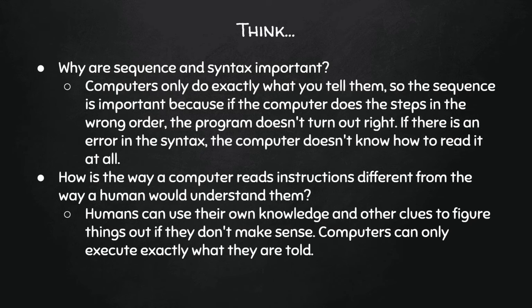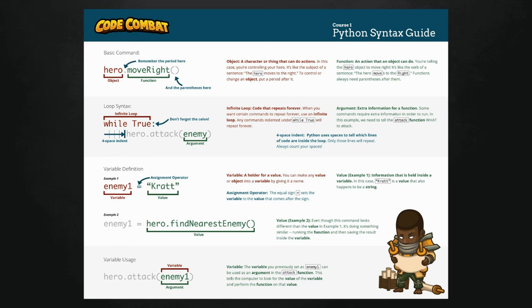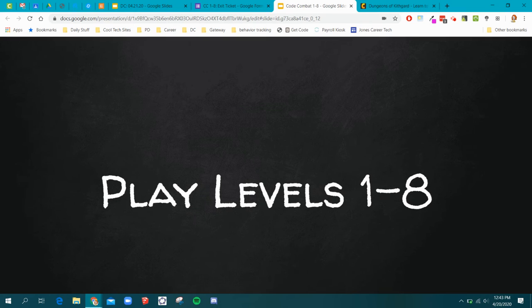So you need to make sure that you're paying attention, you're hitting every single little piece. I am going to attach or leave the Python syntax guide in here for you. So you want to make sure that you're using the dot. You want to make sure you have the parentheses, even if it's empty. And then there's some other things you want to make sure you do that are a little bit more complicated. So after we've gone through that, you want to go ahead and play through levels 1 through 8.